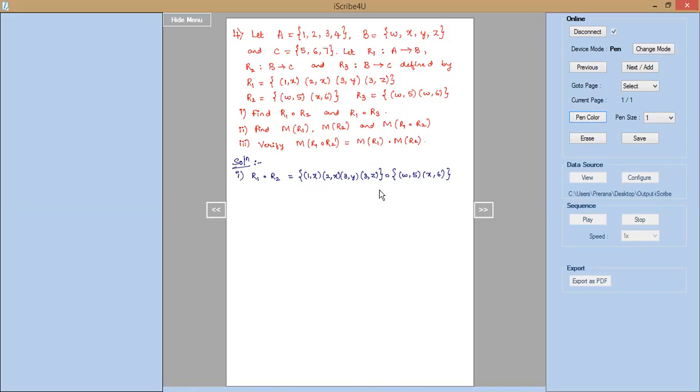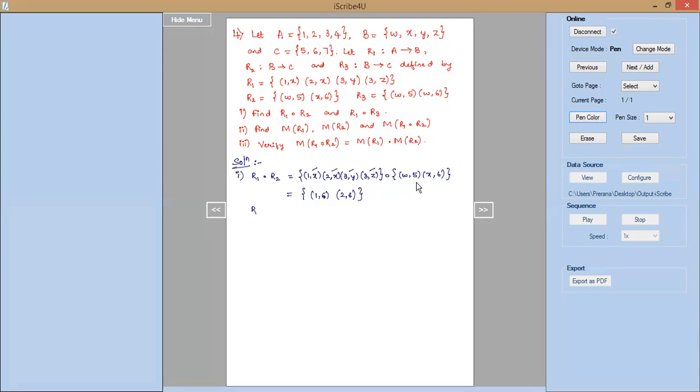So (1, x), this is ending with x. So we look for an element starting with x in the next set. So (1, x), (x, 6) gives us (1, 6). That's the only element here. So (1, x) work is over. Next (2, x). This is (x, 6). So (2, x), (x, 6) gives us (2, 6). So (2, x) work is over. This is (3, y). There's no element starting with y here. So (3, y) work is over because we are not getting any element starting with y in the second set. Next we have (3, z) composition (w, 5), (x, 6). There's no element starting with z here. So (3, z) work is also over. So we have R1 composition R2 equal to {(1, 6), (2, 6)}.